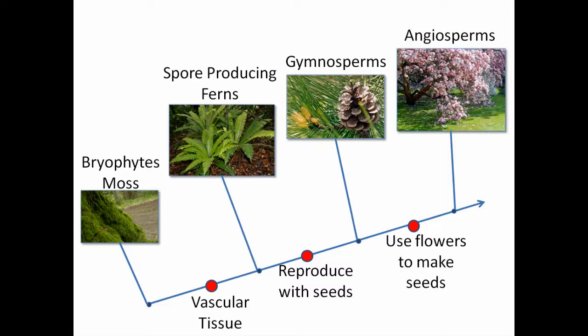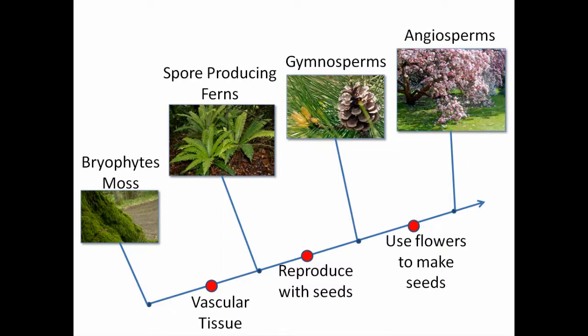And then plants started to evolve vascular tissue, so now they have the ability to transport water from the ground, so they can grow off the ground now, and that is the spore-producing ferns. Then plants evolved a new trait, the ability to reproduce with seeds, and that led to gymnosperms. And then after that, there was another evolution or change or adaptation with plants being able to reproduce using flowers to make seeds. And that led to the angiosperms.